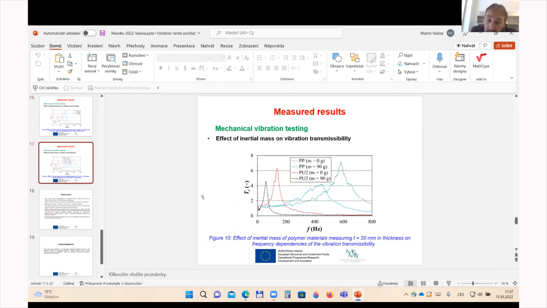And the last one was the investigated effect of inertial mass on vibration transmissibility for two different material samples. And it is evident that higher inertial mass has a positive effect on vibration damping. Higher inertial mass leads to a decrease in the first resonance frequency. For this reason, it has a positive effect on vibration damping.